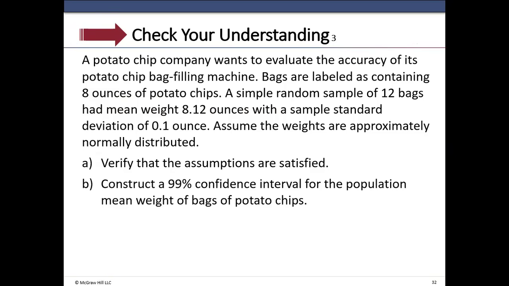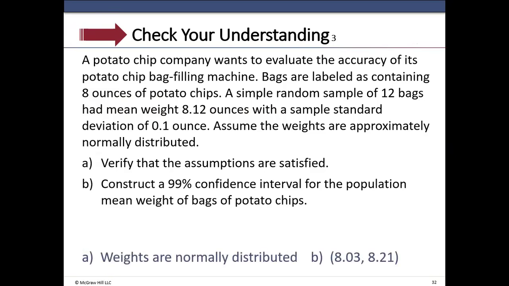So stat, test, and we go down to T interval again because we do not know the population standard deviation. Input should be flashing on stats. Sample mean is 8.12. Sample standard deviation is 0.1. Sample size is 12. C level is 0.99, and we calculate. With 99% confidence, we can state that the actual population mean will fall between 8.03 and 8.21. Okay.